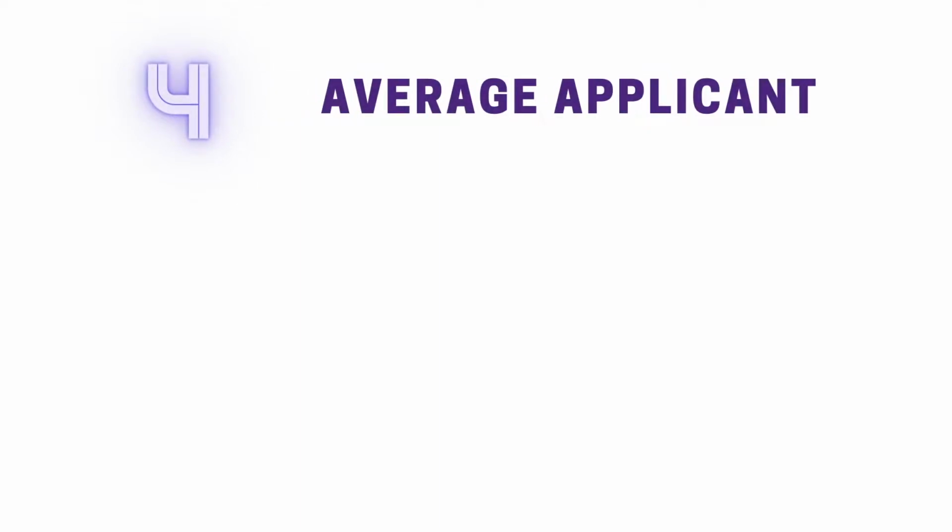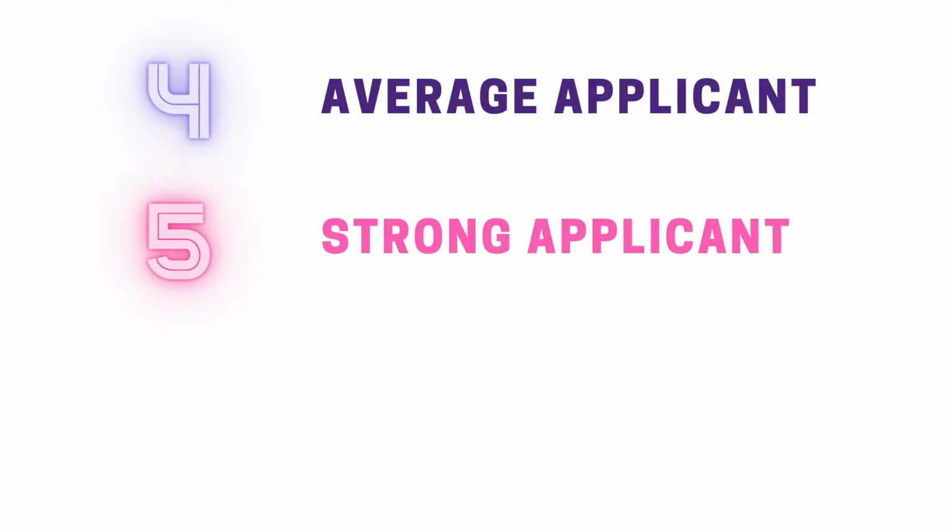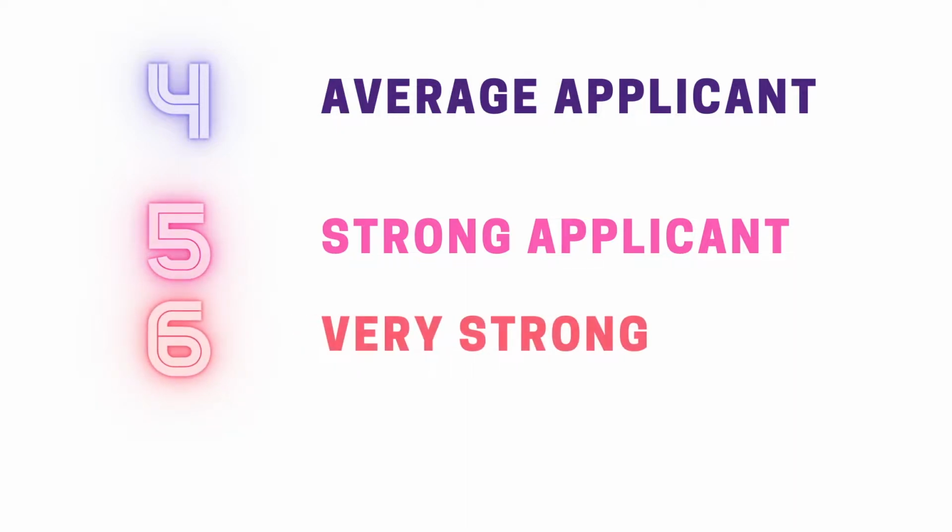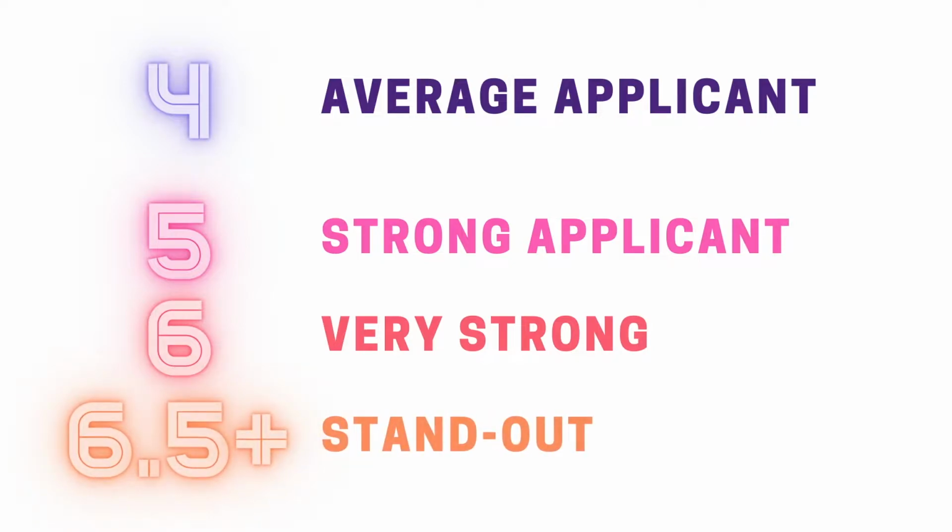In terms of the scores that you want to be aiming for, the ECAA is marked on a standardized scale from 1 to 9. The average applicant will get a score of roughly 4. Then if you're a strong applicant, you'll have a score of 5 or above. If you're very strong, you have a score of 6 and above. And if you really want to stand out from the other applicants, you should be aiming for a score of 6.5 and above.